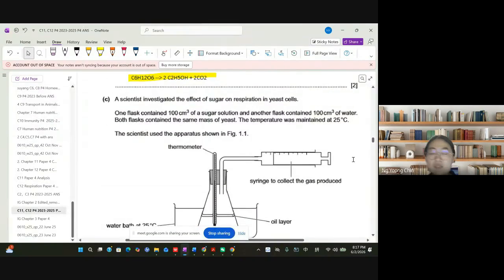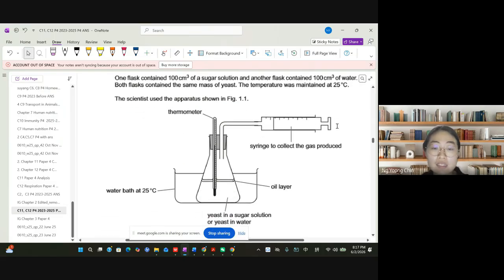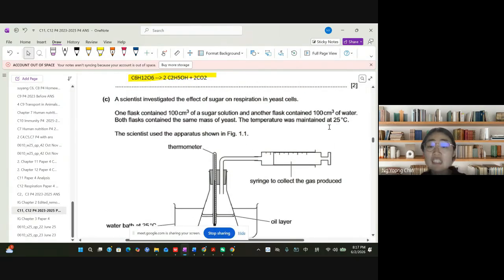And then for this one, they set up an apparatus to study the effect of respiration in the yeast cell. One flask contains 100 cm³ of sugar solution, and another flask contains 100 cm³ of water. Both flasks contain the same mass of yeast. The temperature was maintained at 25 degrees Celsius. So this is the setup. They want to study how the sugar affects respiration in the yeast cell. One has sugar solution, another just has plain water without any sugar.